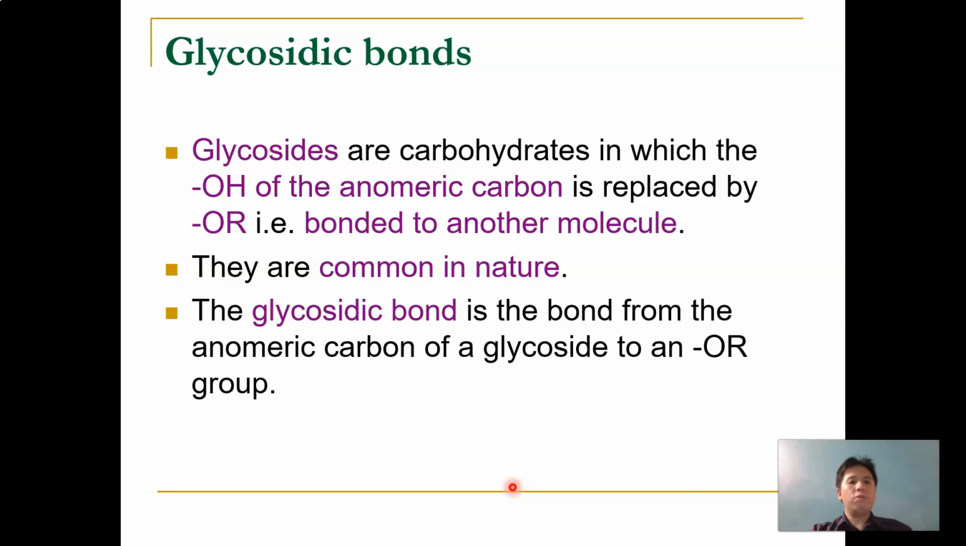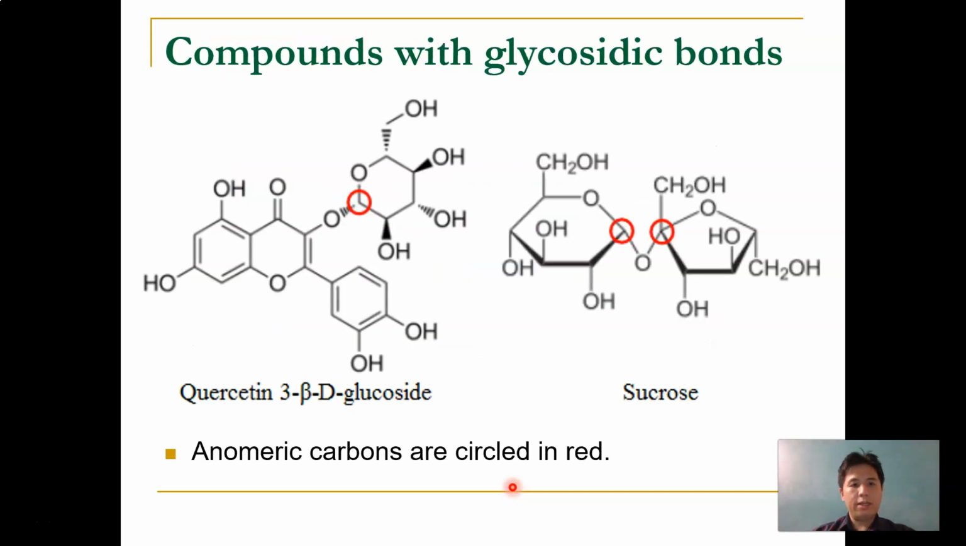Okay, now we move on to glycosidic bonds. Glycosides are carbohydrates in which the anomeric carbon is bonded to something else. In many cases, the anomeric carbon is bonded to another sugar. This is very, very common. This is how you form disaccharides and polysaccharides, where the anomeric carbon is bonded to another sugar. So the glycosidic bond is the bond with the anomeric carbon. It's usually bonded to another sugar, but it can be bonded to basically anything.